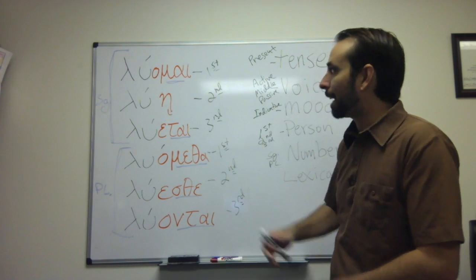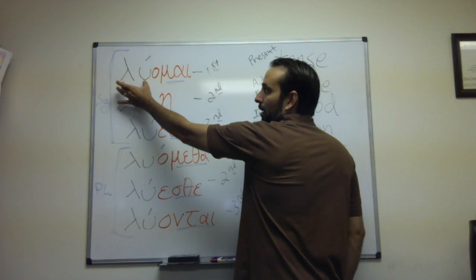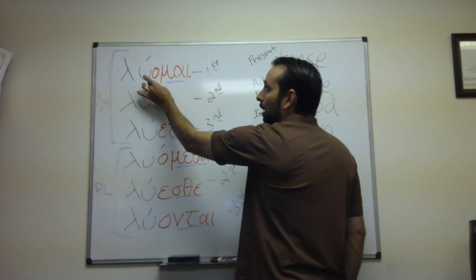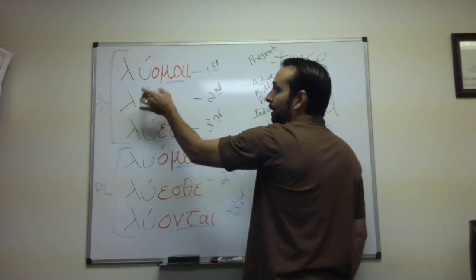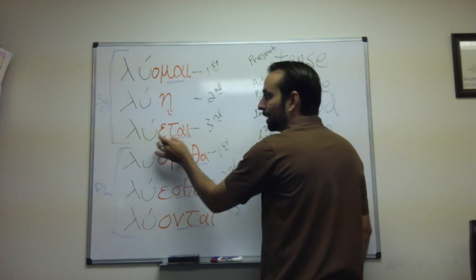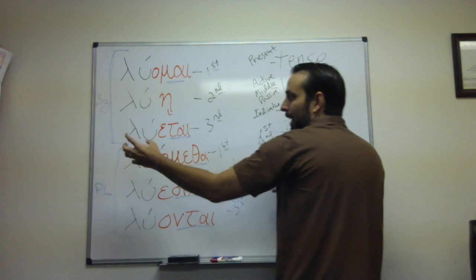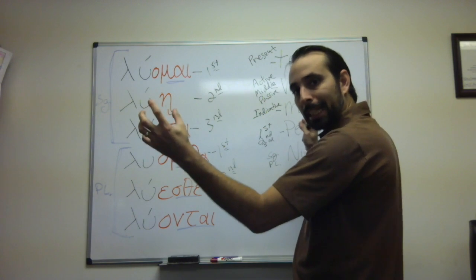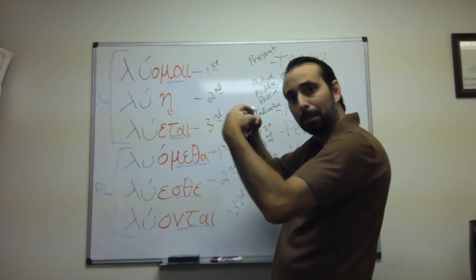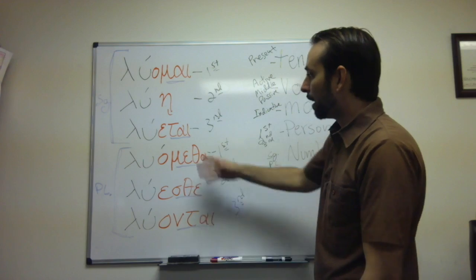So what is the thematic vowel? Think of it as a connecting vowel. It's connecting the root word, lu, with the ending, luomai, okay? And then luetai. The connecting vowel or thematic vowel is kind of like the glue that's bringing the ending together with the stem. It's kind of providing a nice little coupler. It's helping those two sounds pull together. And so that's what's going on there.